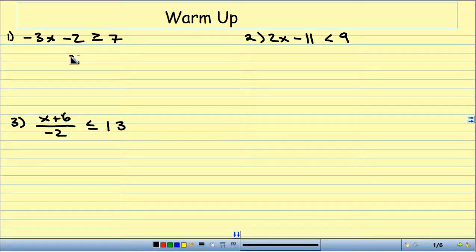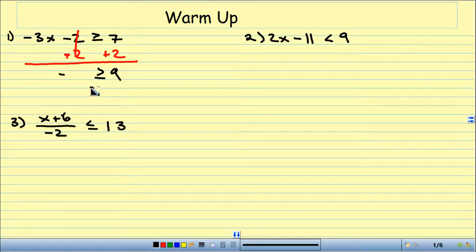So I have our warm-up. We have negative 3x minus 2 is greater than or equal to 7. So what I will end up doing is, remember, I'm trying to get x by itself, so I got to get rid of what's farther away from x and on the same side of the inequality. So in this case, it's negative 2. I'm going to take and add 2 to both sides. When I do that, this minus 2 plus 2 cancels out. So I have 7 plus 2, 9.